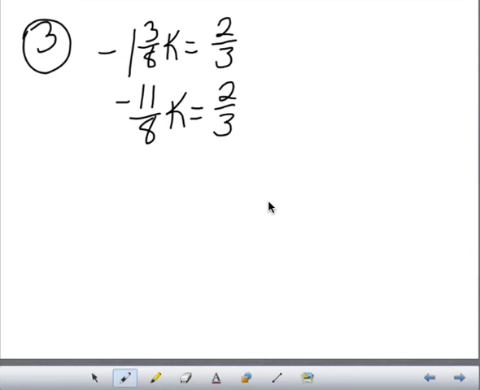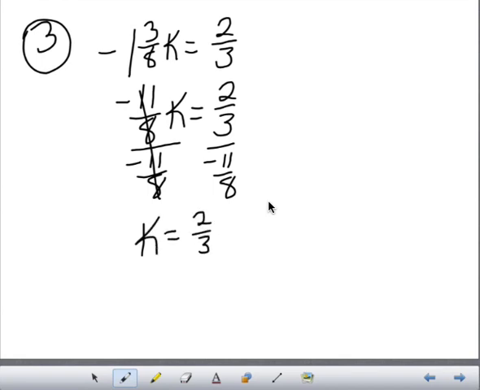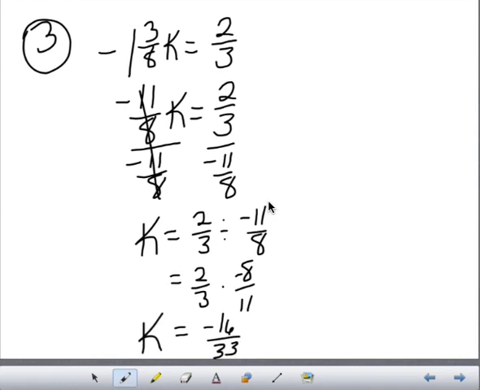The first way you might want to think of is, okay, I've got to get that k by itself. I want to get rid of multiplying by negative 11/8, so I'm going to divide by negative 11/8. Those cancel out, leaving me with k equals 2/3 divided by negative 11/8. Now, what do I do when I divide? I've got to flip the second number and multiply. So that's negative 16 over 33. K is equal to negative 16 over 33.